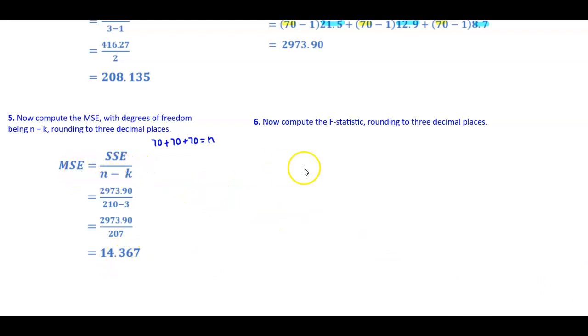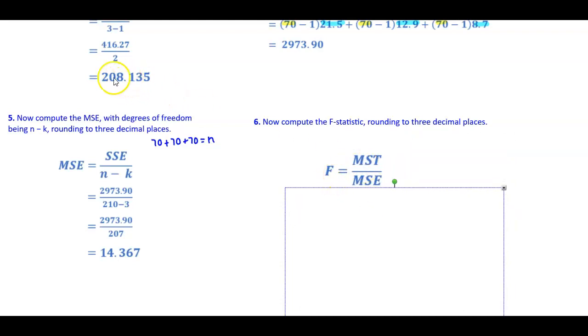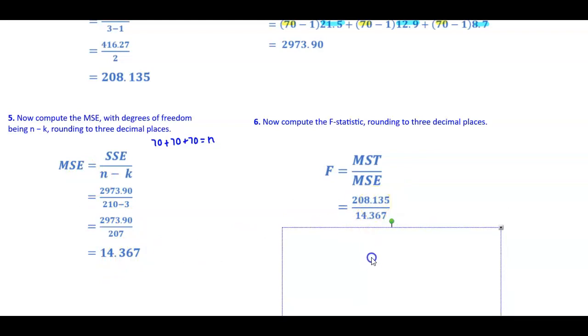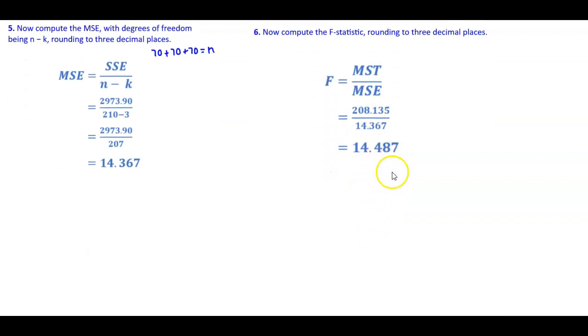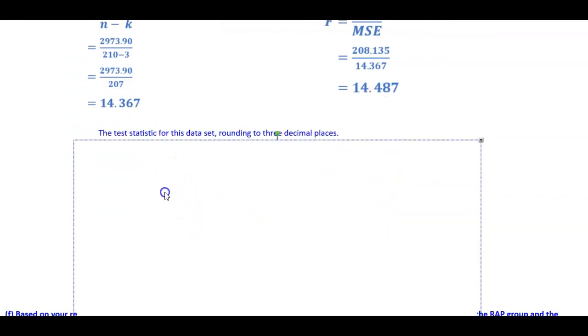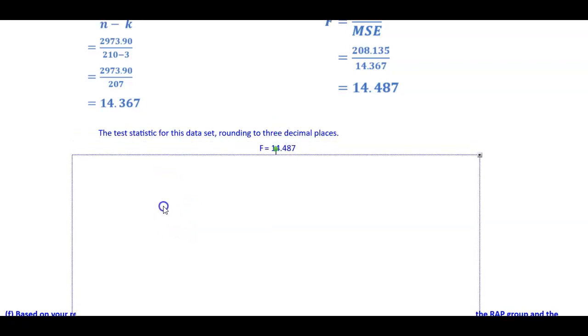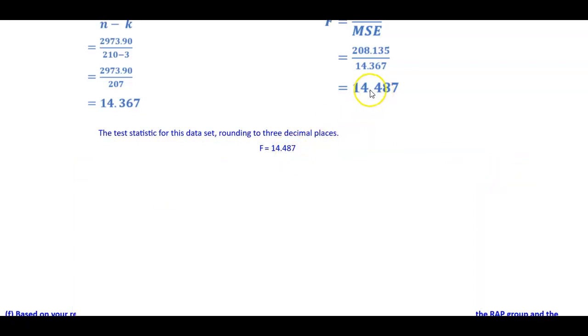Okay, now that we determined MSE, we can compute the F statistic, rounding it to 3 decimal places. So the F test statistic is equal to MST, which is 208.135, divided by MSE, which is 14.367. If we take 208.135 and divide it by 14.367, we get the F test statistic of 14.487. So the test statistic for this data, rounding to 3 decimal places, is 14.487, which is what we found here.